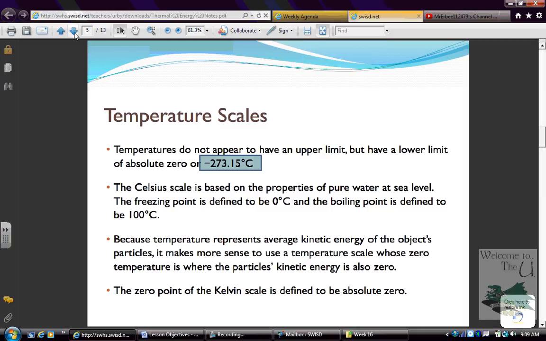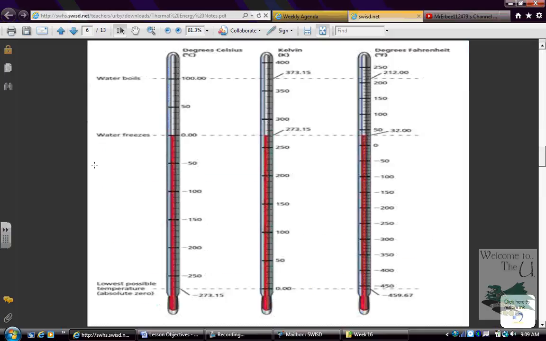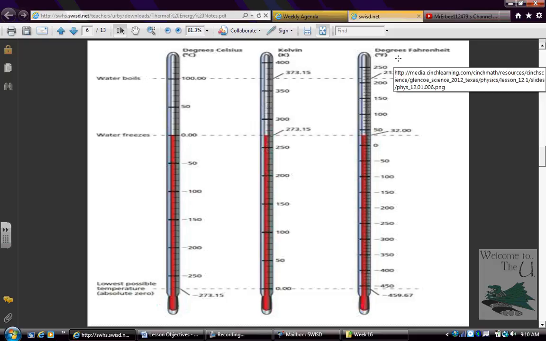Okay, so let's take a look at these scales side by side. Here you have a thermometer that's reading in degrees Celsius. Here you have a thermometer that's reading in Kelvin. And then here you have a thermometer reading in Fahrenheit, which is what we use on the Weather Channel. If you see them telling you the temperature, that's what they're referring to.